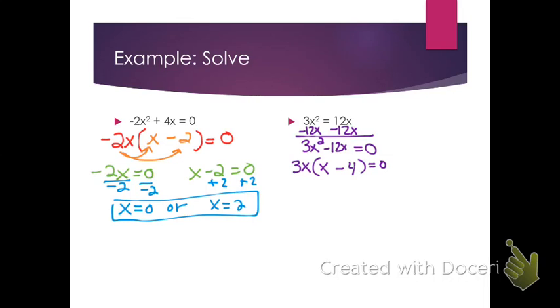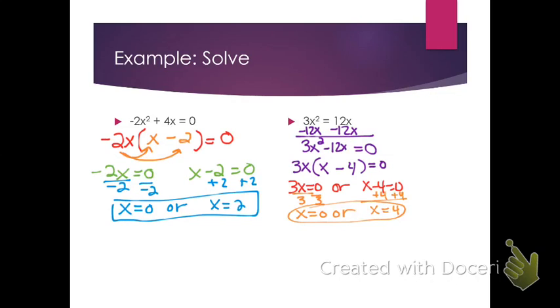Now here's my new step. I am going to take both of the factors and set them equal to 0. So either 3x equals 0 or x minus 4 equals 0. On the left-hand side, I'm going to divide both sides by 3 and get x equals 0. On the right-hand side, I'm going to add 4 to get x equals 4. So my two solutions are x equals 0 or x equals 4.